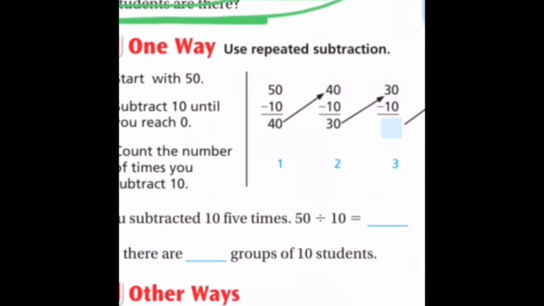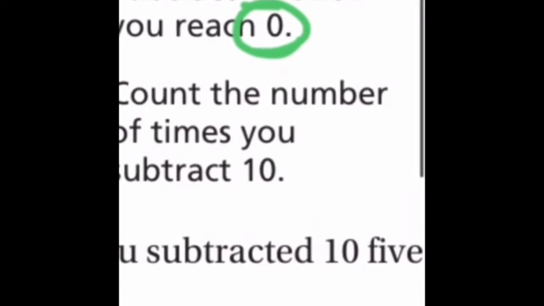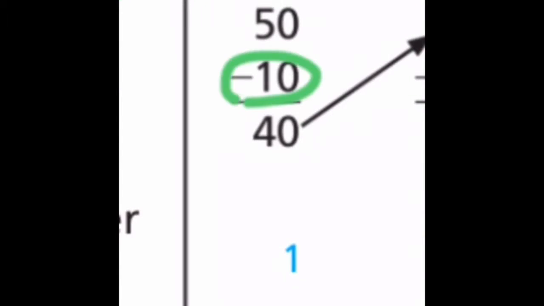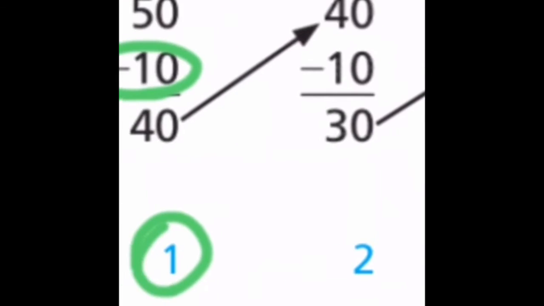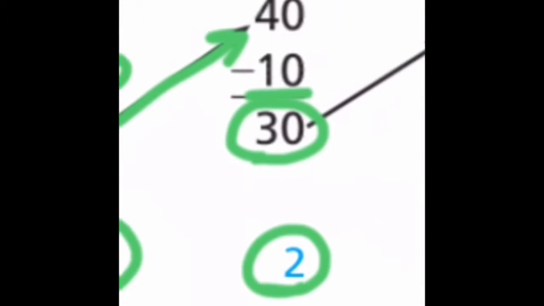One way, we can use repeated subtraction, subtracting over and over again. So in that case, we'll start with 50, subtract 10 at a time until we end up with 0. And then you just count the number of times you subtracted 10. So here's 50 minus our 10 equals 40, and that's one time. So then you take your 40 and you bring it up here and you subtract 10 again. Now we have 30, and we've done that 2 times.